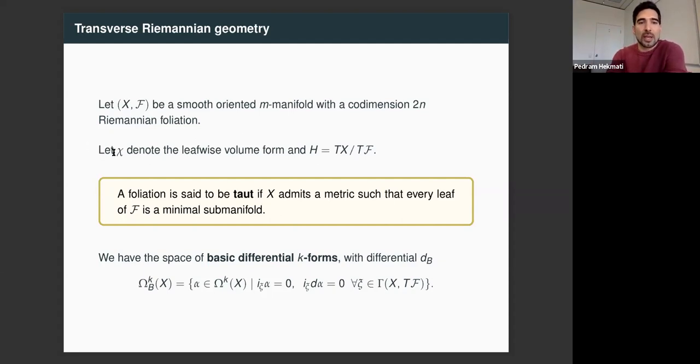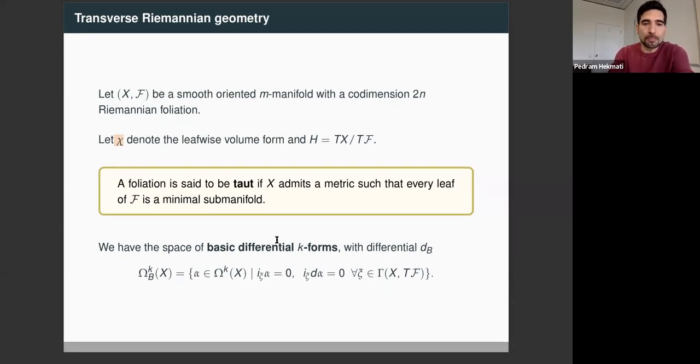And we denote by psi the leaf-wise volume form, and H is the normal bundle for the foliation. And tautness is a condition that the foliation admits a metric such that each leaf is a minimal submanifold, meaning the mean curvature form on the leaves vanishes.